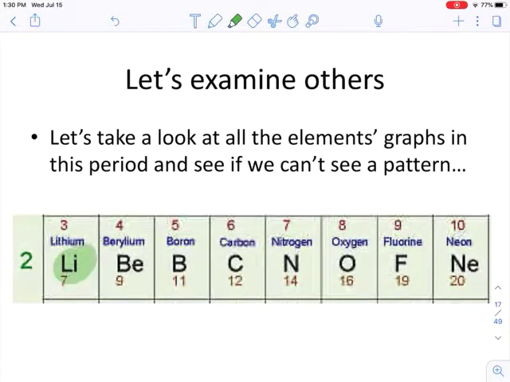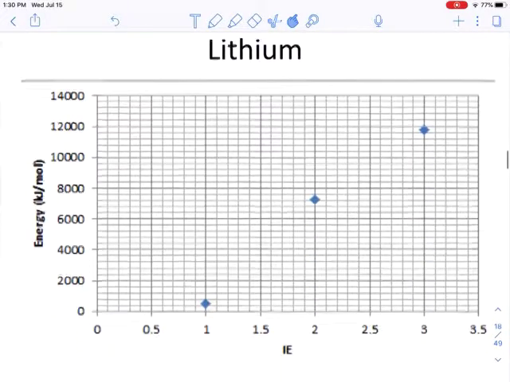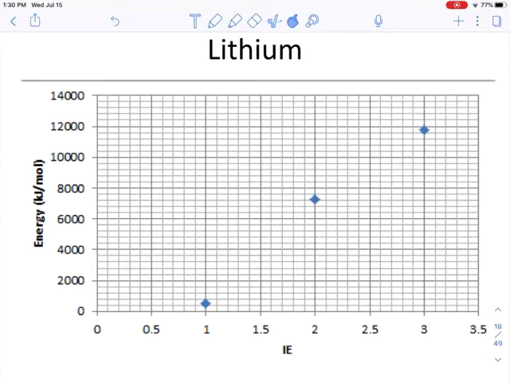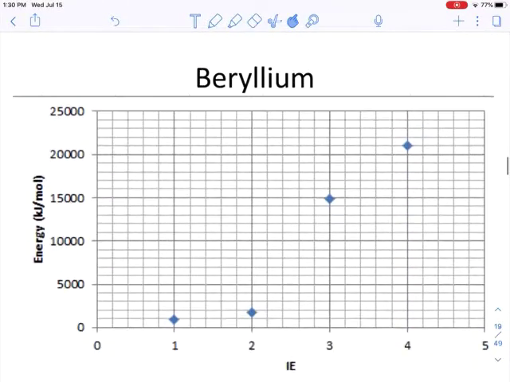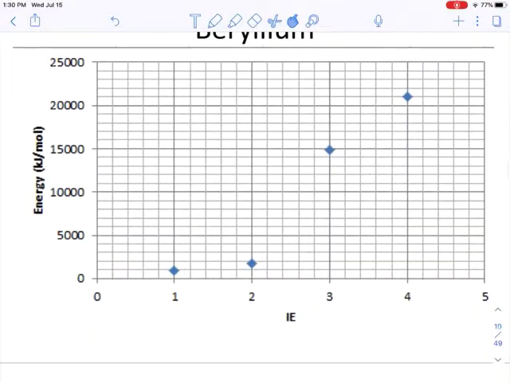But let's start with lithium and work our way across the periodic table until we hit neon over there. So lithium, by the way, has 3 electrons. Beryllium has 4, then 5, 6, 7, 8, 9, and then 10. We're going to be looking at those. And again, as you take more and more electrons away, it should go up and up and up. So here's lithium. Well, that looks pretty normal. That looks like it should. So maybe we have more here. Here's beryllium with its 4.